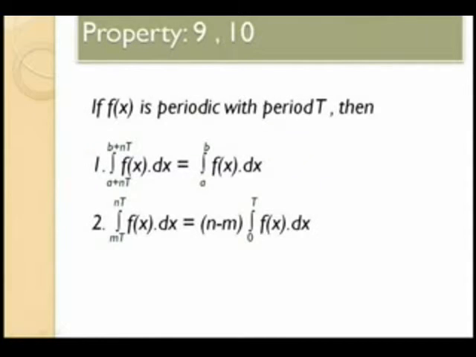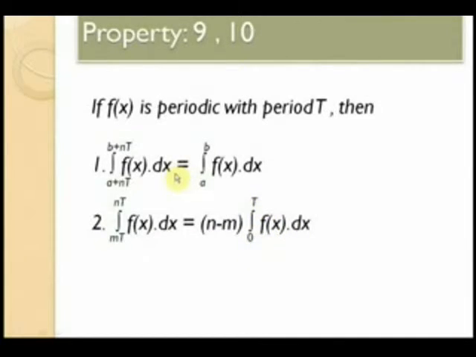Now let's look at the last set of properties, that is property 9 and property 10. If f(x) is a periodic function with period T, then the integral of f(x) dx from a + nT to b + nT is equal to the integral of a to b of f(x) dx, and the integral of f(x) dx from mT to nT is equal to (n - m) times the integral of f(x) dx from 0 to T.